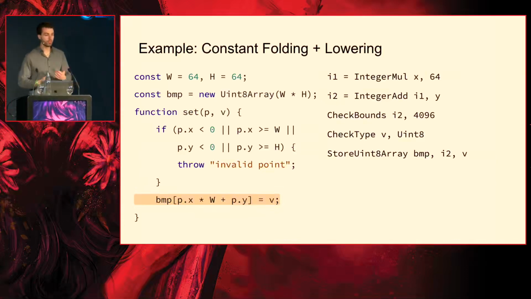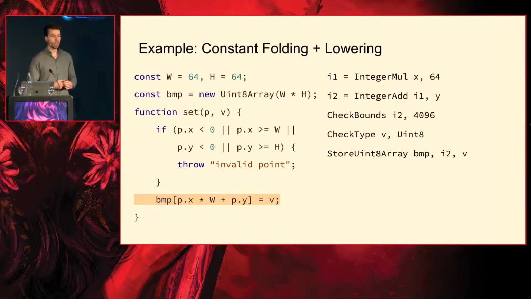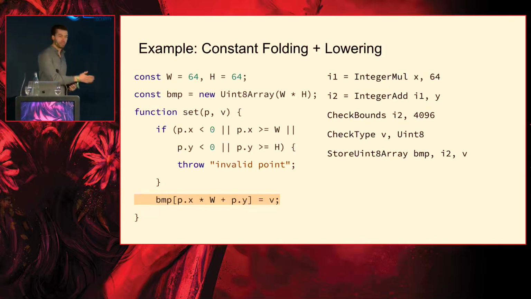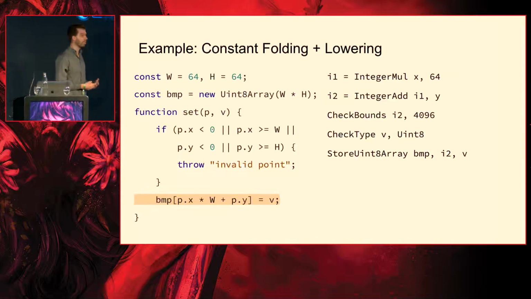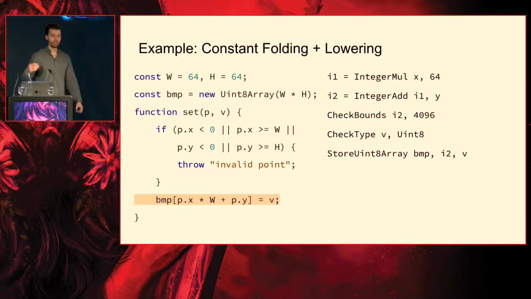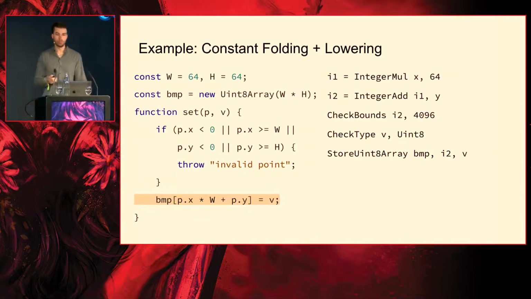We do lowering, and in this case, we also do constant folding. We know that w and BMP are constants. They can't change. We don't need to load them. We know that x and y are integers. We can do a specific integer multiplication. And we also turn the generic store element into a bounds check and just a write into an array operation.